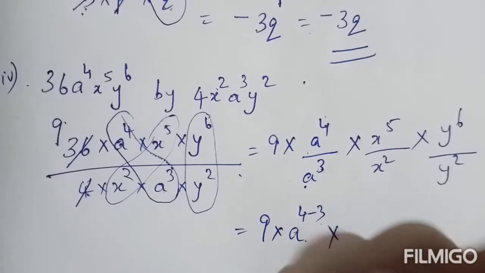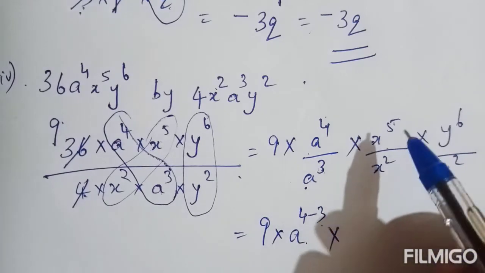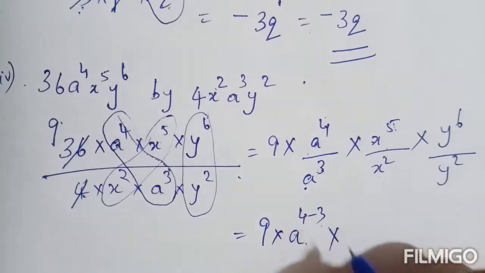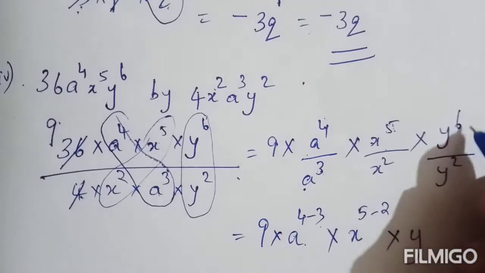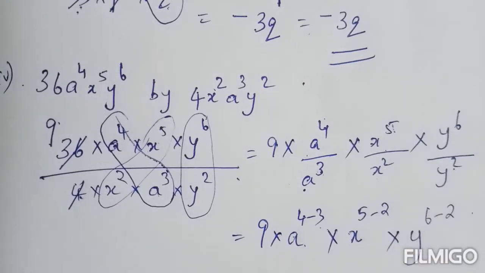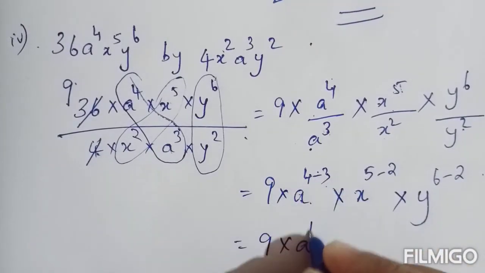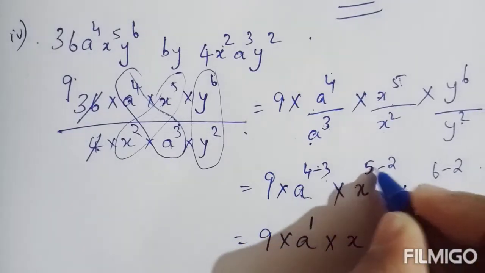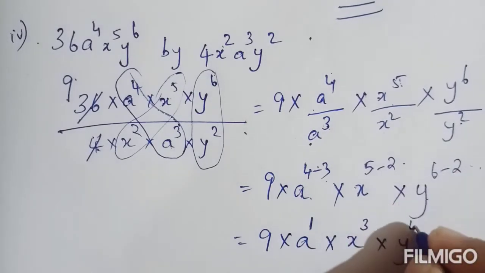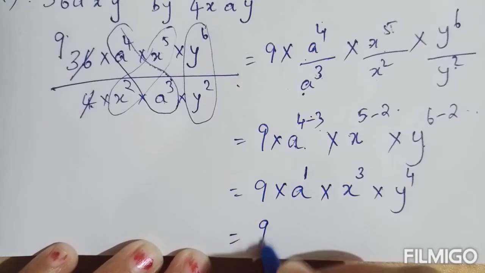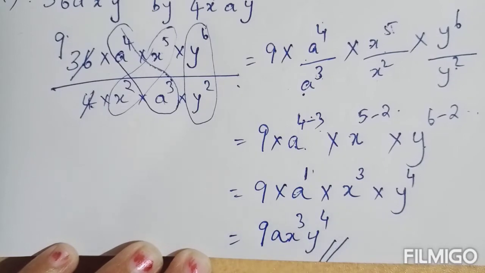Okay. x raised to 5 by x square. Here also you can use a raised to m by a raised to n equal to a raised to m minus n, where m is greater than n. So x raised to 5 minus 2 into y raised to 6 minus 2 equal to 9 into a raised to 4 minus 3, it is 1, into x raised to 5 minus 2, it is 3, into y raised to 6 minus 2, it is 4. So 9, a raised to 1, it is a, x cube, y raised to 4 will be the answer.